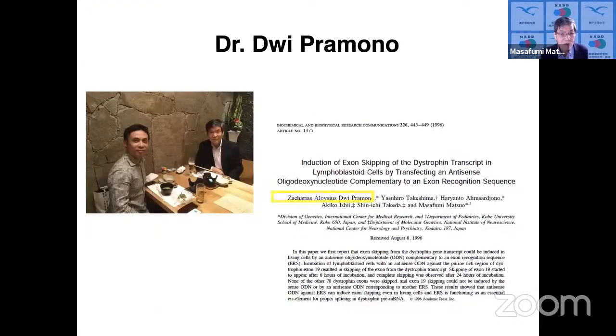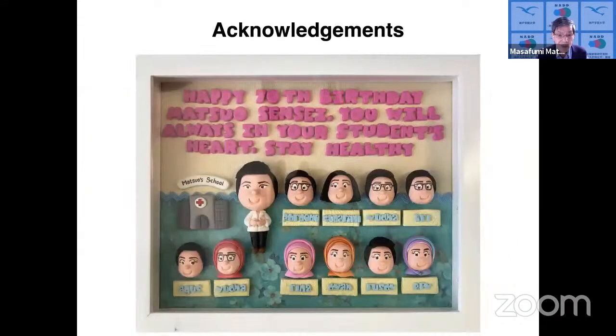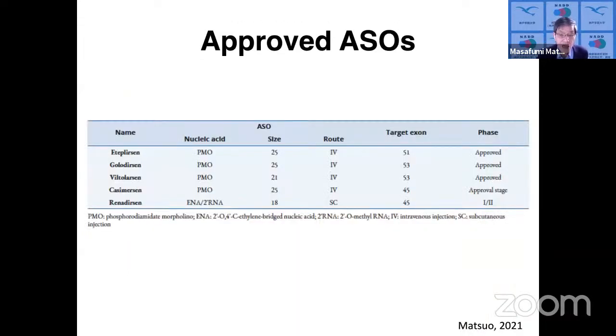This work was done by Dr. Pramono. He published this paper, induction of exon skipping in the dystrophin transcript. This was the work to induce exon skipping in the DMD gene, and this promoted many studies in the world. And finally, four ASOs got approval from the authorities, and one is under study in a phase 1-2 study. As such, exon skipping therapy is the standard treatment for DMD, and I think that more ASOs will be developed to treat more DMD patients in the future.